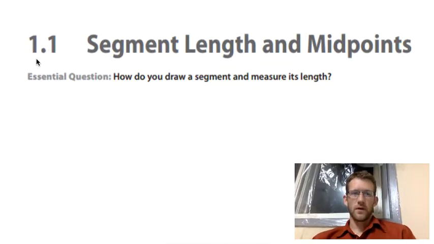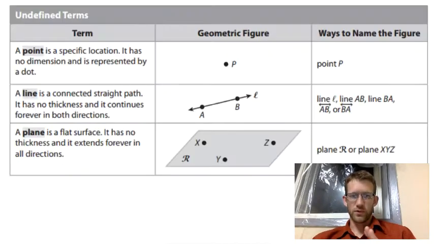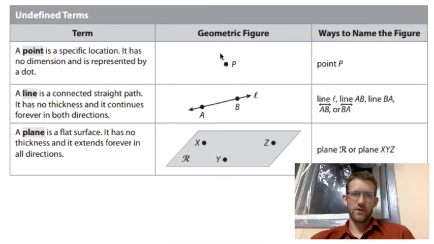But we'll be in section 1.1. There are just some real basic definitions we need to go over, the first of which is a point. A point is any specific location in either space or in some two-dimensional area, and we represent that point with a dot. So I'll draw this little point.